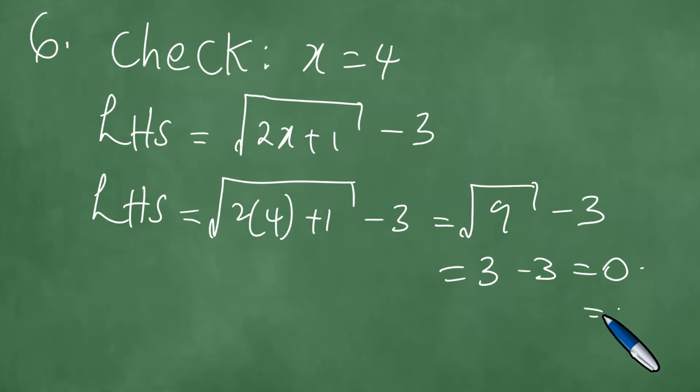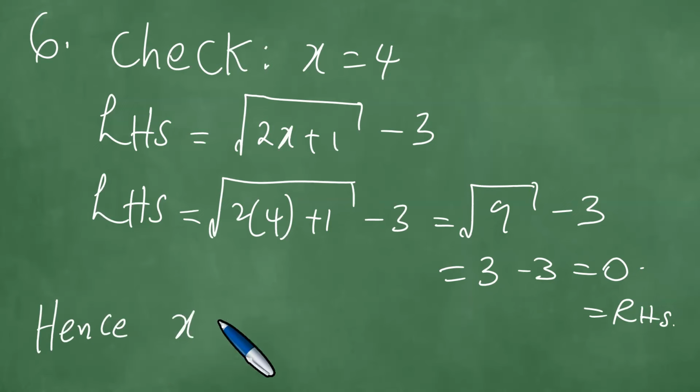0. And this 0 is actually the right hand side. And hence indeed, x equals 4 is the solution to this. Let's look at another problem.